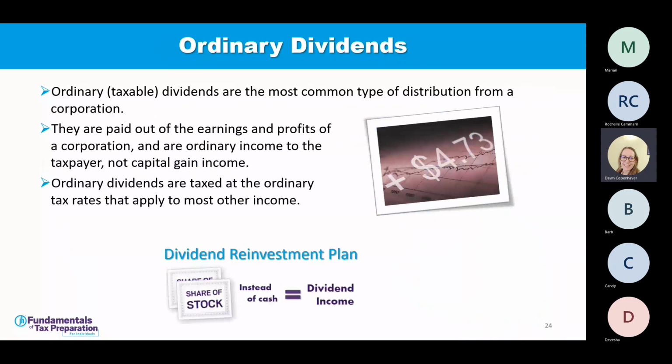Okay, so there are two types of dividends, ordinary dividends and qualified dividends.